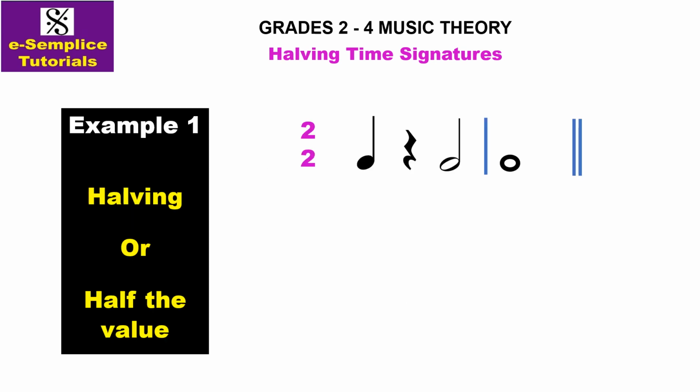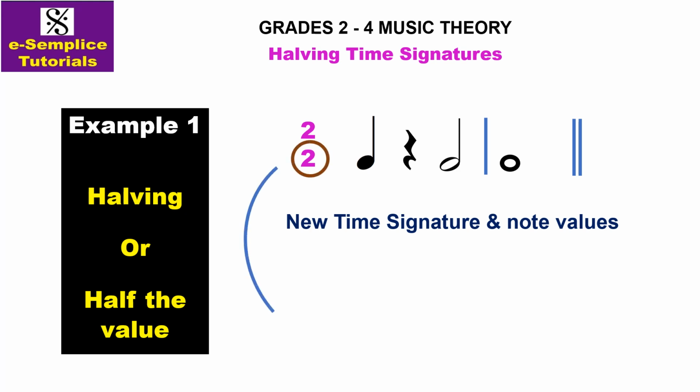Now we come to this section where we are going to try to halve time signatures. Initially we were doubling the time signatures, making the values twice of what was given, but here we are halving, or doing it at half the value. In this first example, 2/2 time, the new time signature and note values would be below.